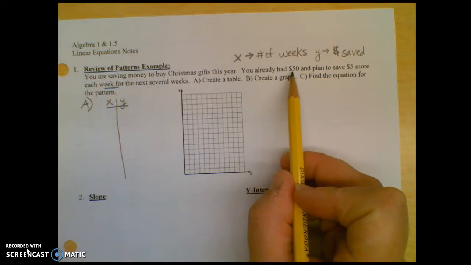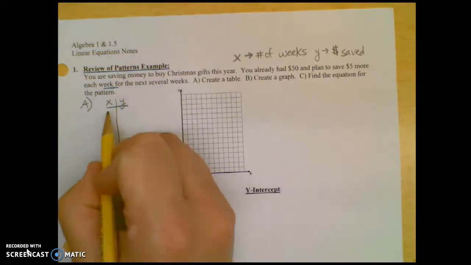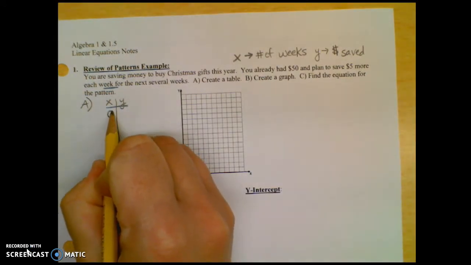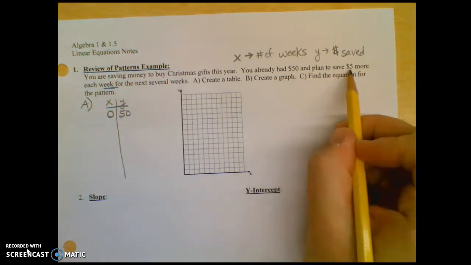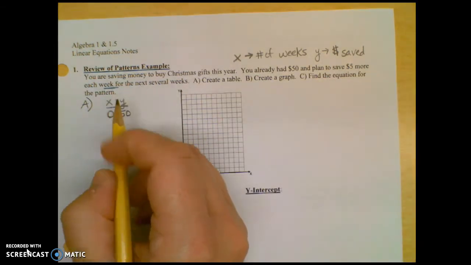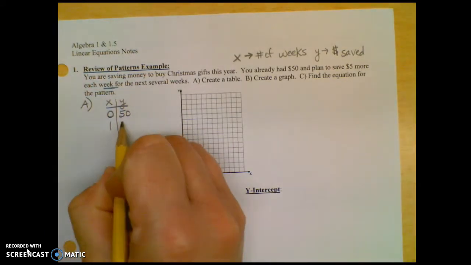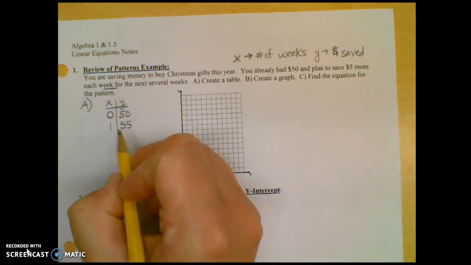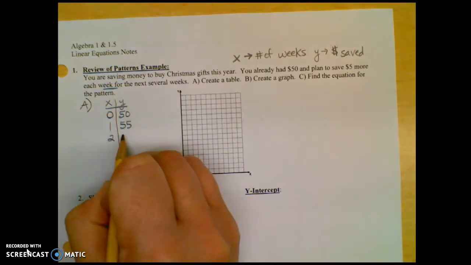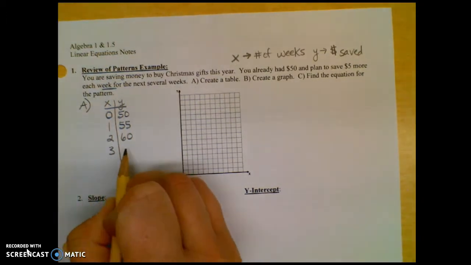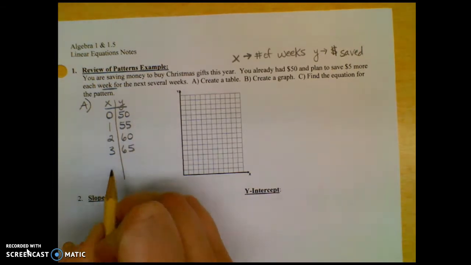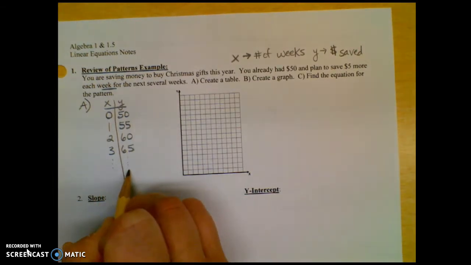You already had $50. So at week 0, when you begin to save, you already had $50. And you plan to save $5 more each week. So after 1 week, you now have $55 saved. After 2 weeks, you now have $60 saved. After 3 weeks, you now have $65 saved, and so on.